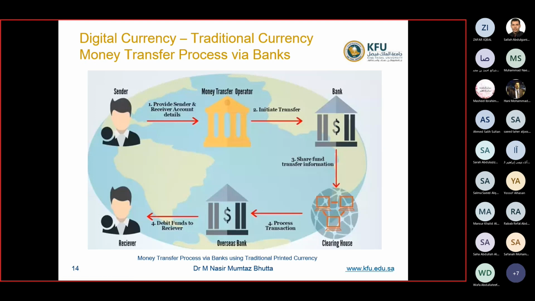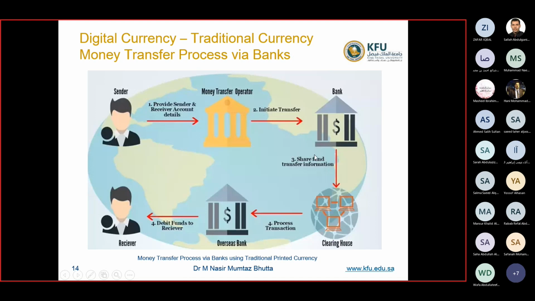So this is a simple scenario which is used by the banks for transferring money. Imagine that you are transferring your funds to someone overseas, maybe from Saudi Arabia to USA, maybe Saudi Arabia to Pakistan. How was the process? The sender goes to some money transfer operator like Western Union or Al Rajhi or Money Time, something like that. The sender provides the details of his account and the receiver's account. The money transfer operator initiates the transfer through the bank. They are partnering with the bank.